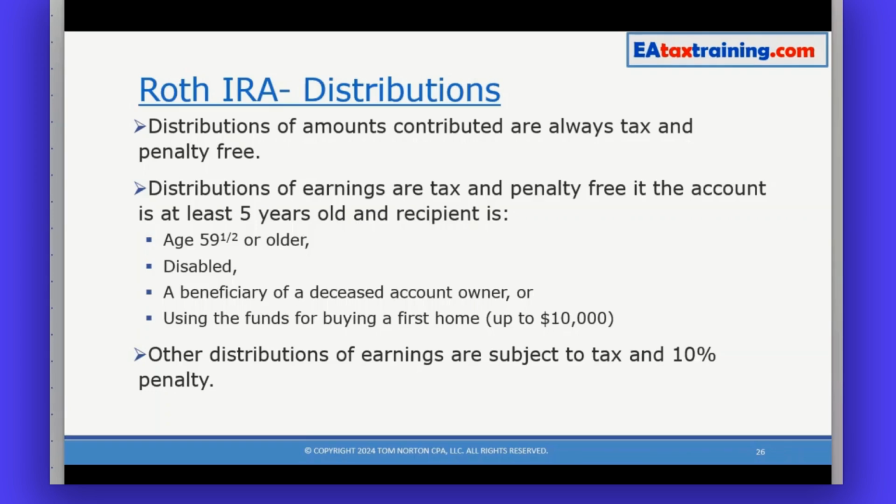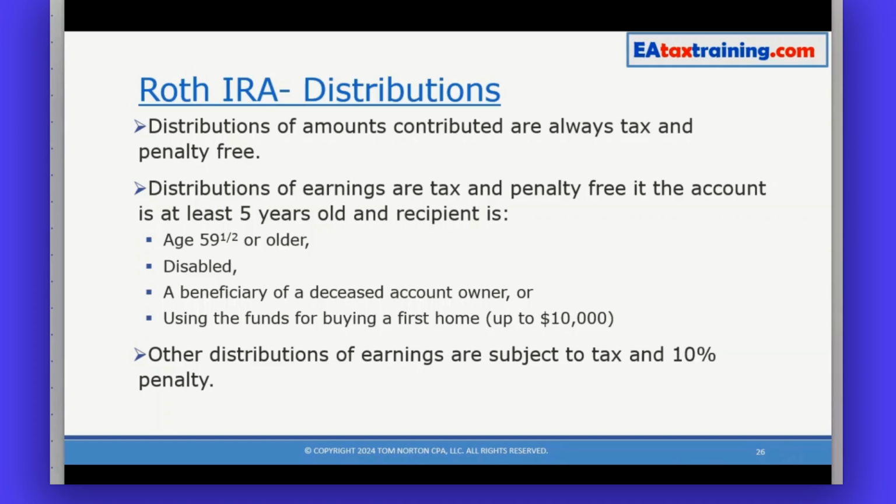Again, if you put the money in and you took it out in less than 5 years, your contributions would still come out tax free, but we're only talking about the earnings here. And the earnings, you would have to pay tax if you took it out within those 5 years. And if you are under age 59 and a half, you would have to pay a 10% penalty on those earnings. And of course, in addition to being age 59 and a half, they're also saying you can take the money out if you're disabled or if you're using the money to buy a first home up to $10,000. And then we'll talk about being a beneficiary here in a few minutes.